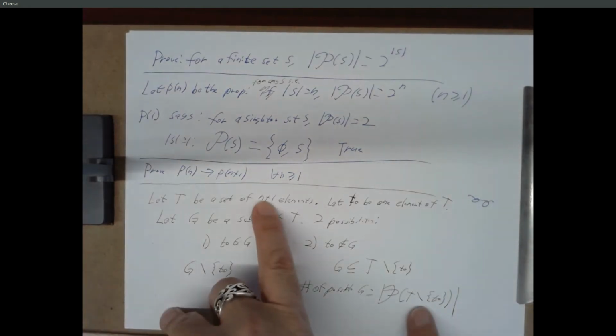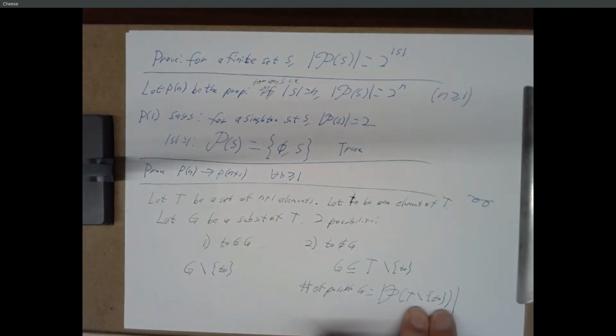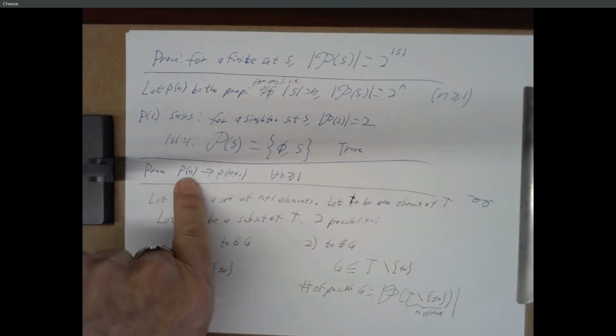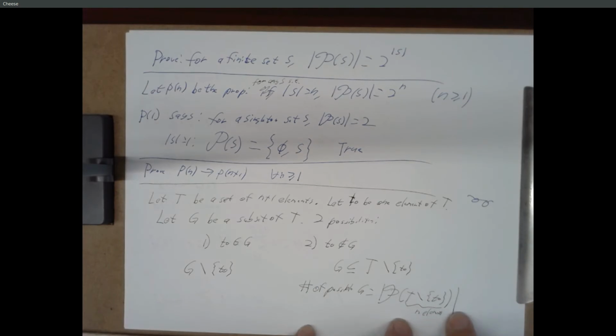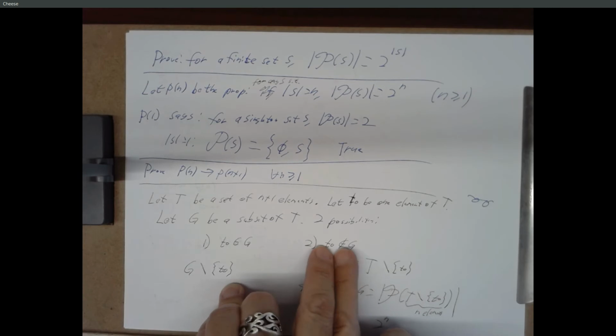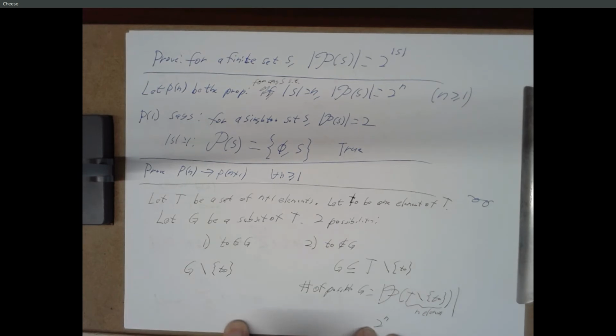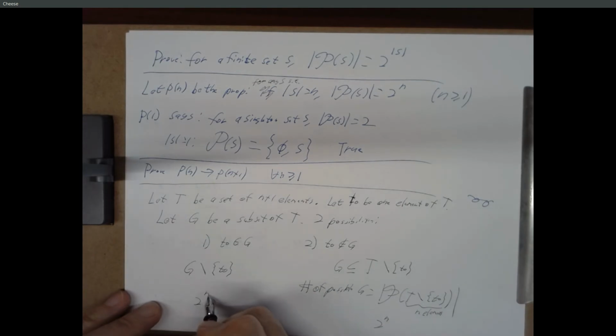Well, if T has n plus 1 elements, how many elements do we have in the set T when we take away T0? That's just n elements. And because we assume P of n, we know that if a set has n elements, its power set has 2 to the n elements. So tie all that together, the number of possible subsets that do not contain T0 is 2 to the n. And the number of subsets that do contain T0 is also 2 to the n.